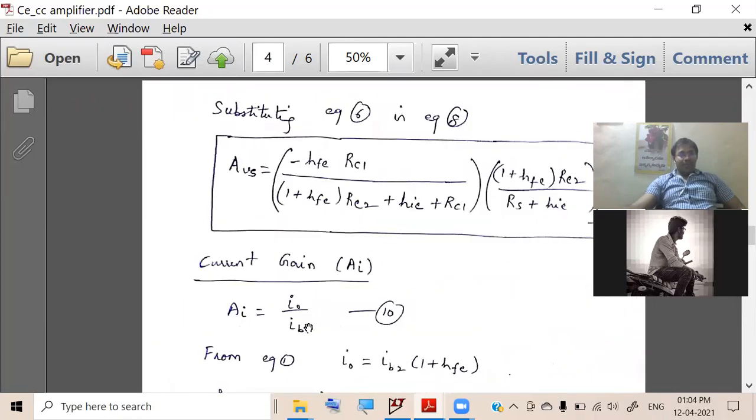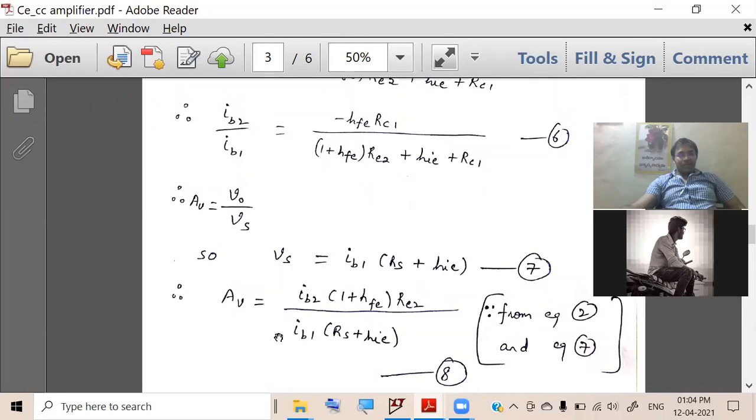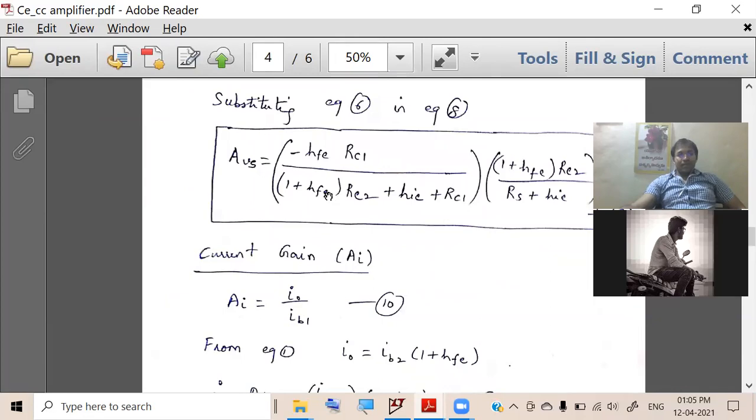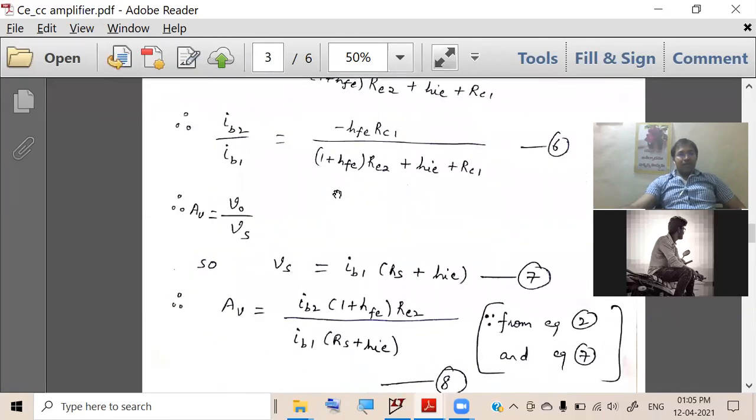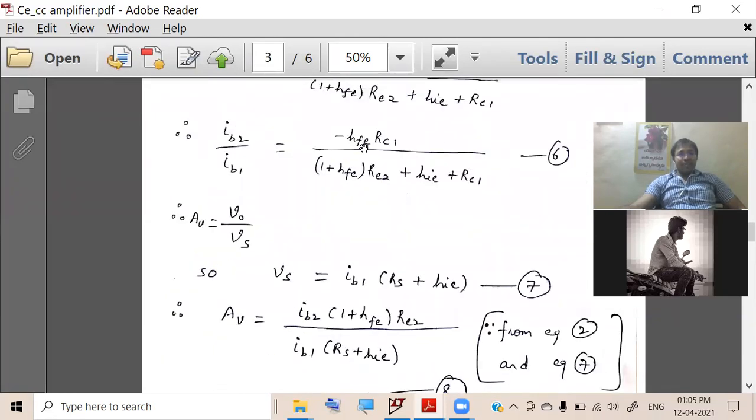AVS. I have to replace this IB2 by IB1 with this expression, then that will give me the AVS. So AVS, what is IB2 by IB1? Minus HFE RC1 by 1 plus HFE into RE2 plus HIE plus RC1. This we already derived.